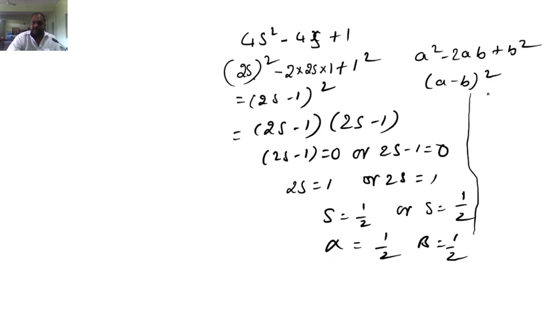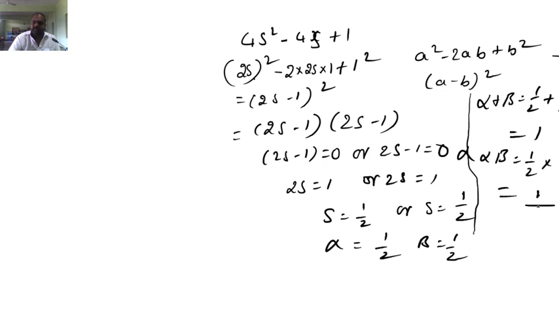So sum of the zeros, alpha plus beta, 1 by 2 plus 1 by 2. 2 halves is half rupee plus half rupee, 1. Or LCM is 2, 1 plus 1, 2 by 2 is equal to 1. Alpha into beta is equal to 1 by 2 into 1 by 2. 1 1 is 1, 2 2 is 4. So this is not the problem, this is only for easy knowing.